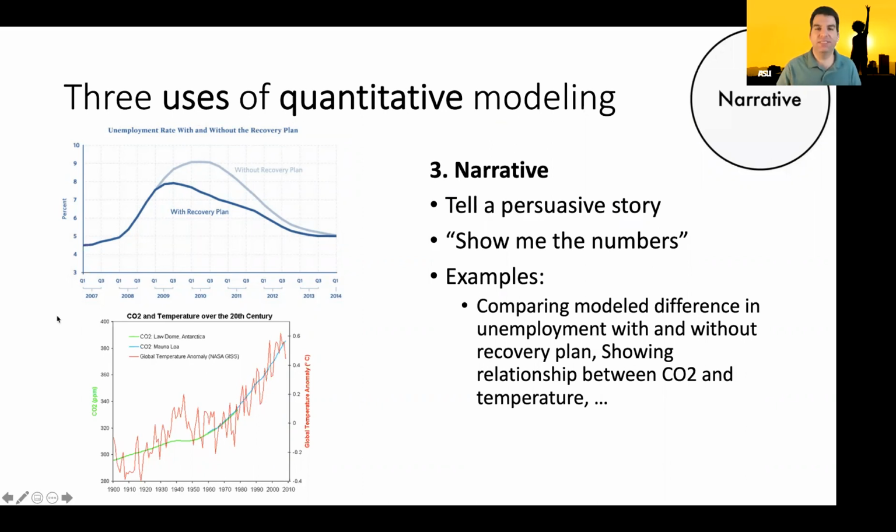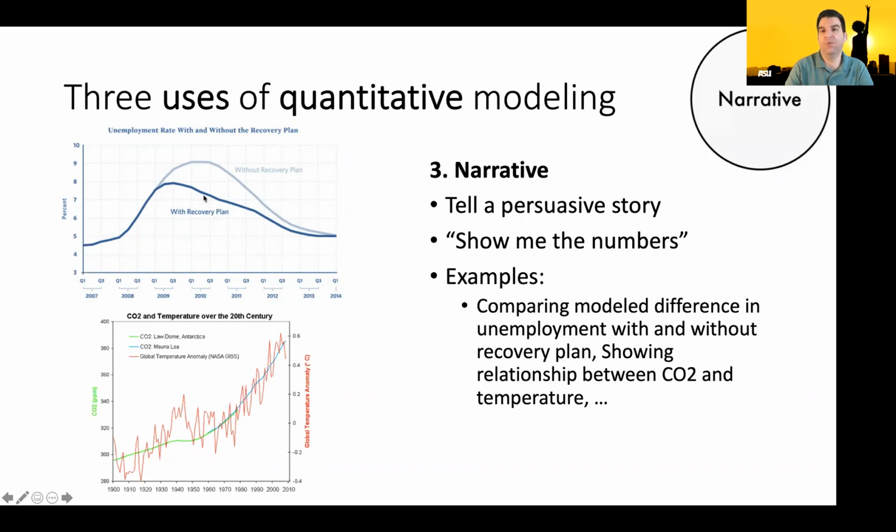Back when Obama was president, there was a major downturn in the economy and he put together a recovery plan. He wanted to communicate to people what things would be like with and without the recovery plan, so they built a model meant for narrative. It was meant to convince people that the recovery plan was worth it. This model had time on the x-axis and the unemployment rate on the y-axis, and they modeled what would happen without the recovery plan and with it. The whole point was to convince people that the gap between the two, the reduction in the unemployment rate, made the recovery plan worth considering.